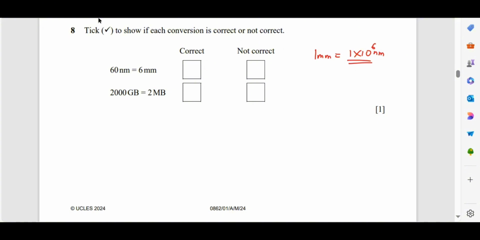So this one is wrong because if you have 6 of these, it will be way more than 60 nanometer. So it's not correct. Then you move to the next one, which is gigabyte and megabyte. It's obvious that megabyte is far little compared to gigabyte, so it is not correct.